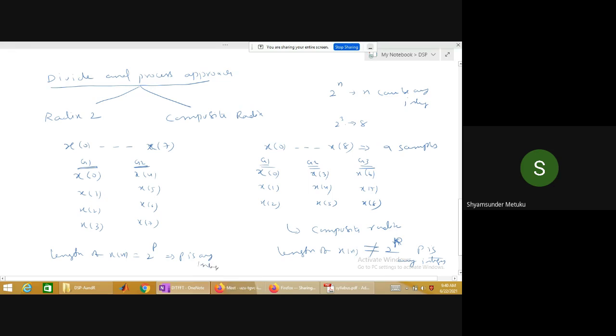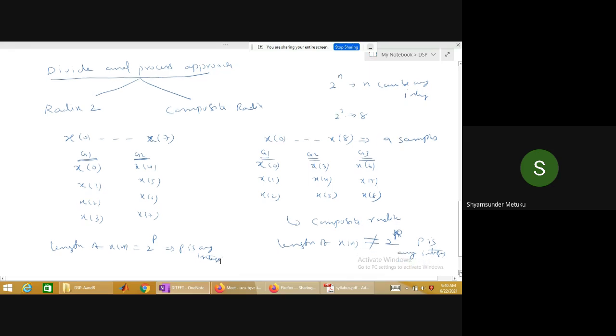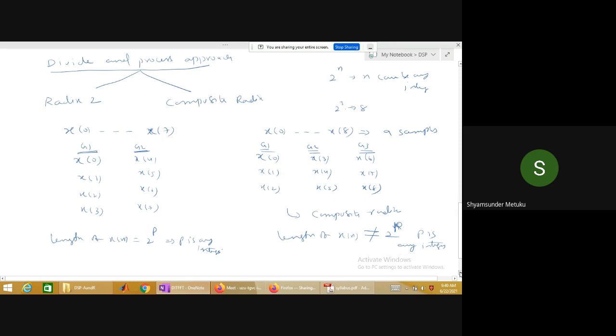Acceptable or not? Is it clear? If there is a provision of dividing the given input samples into groups of 2 where the length is 2 power p, then you can say radix 2 algorithm. If it is other than this particular case, if you have some other grouping, then if 12 samples are given, how can you do it? Is 12 equal to 2 power p or not? You tell me.